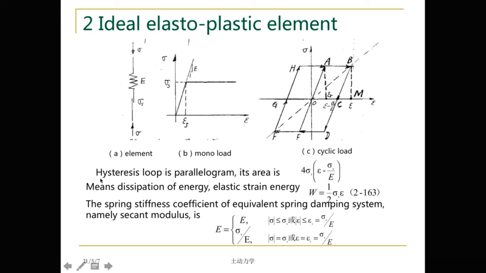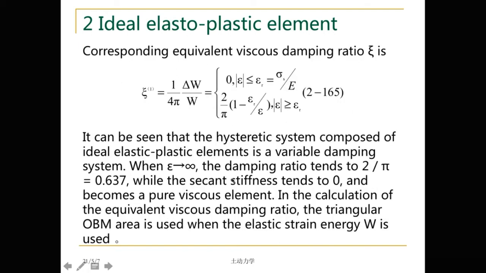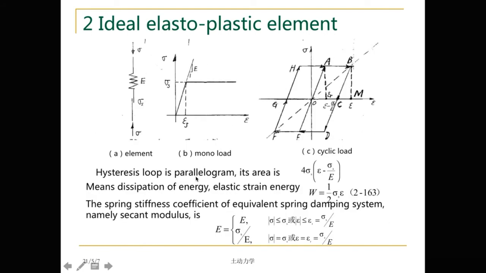Now let's see the hysteresis loop. Its area is 4 times sigma s times the length OC, which is epsilon minus sigma s over E. This is the total area, or the energy loss, which is also equal to delta W. This area means the dissipation of energy.